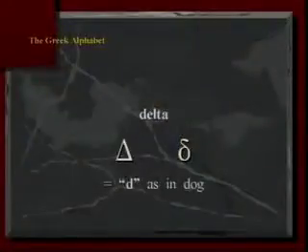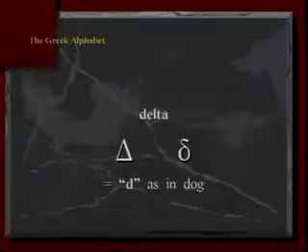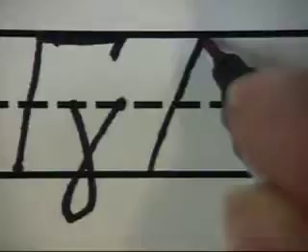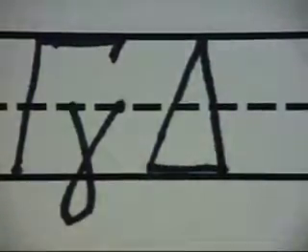The next letter of the Greek alphabet is going to be your delta. That's what it looks like in typed print. In terms of writing the delta, the uppercase form looks a lot like a triangle. All the way up to the top, back down to the bottom, finishing off with a horizontal line that sits on that bottom line.